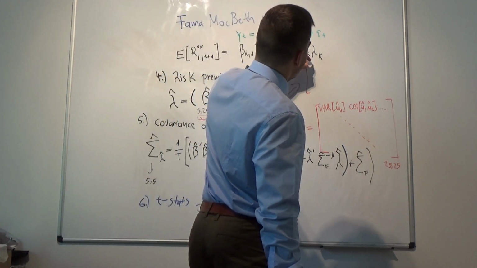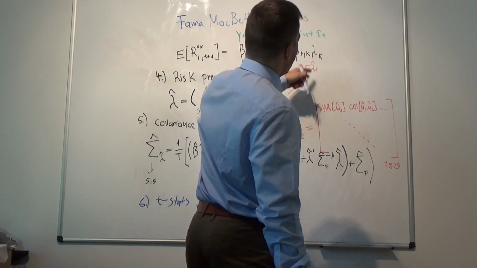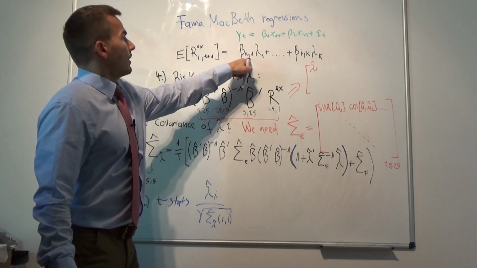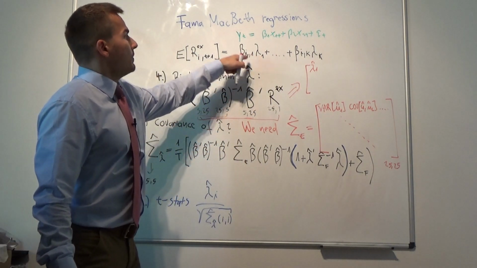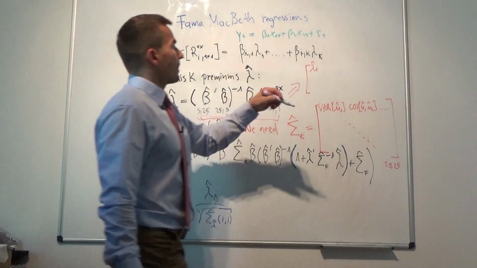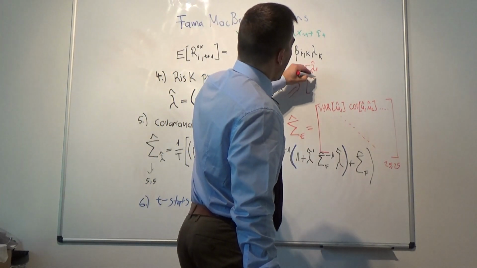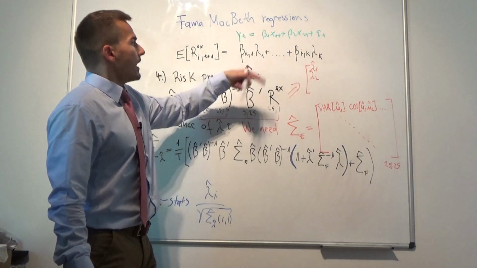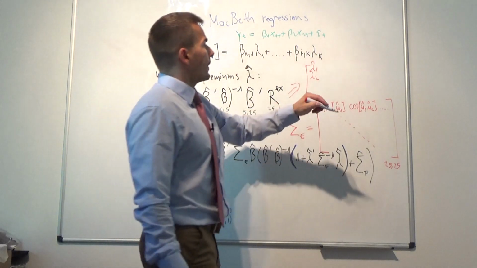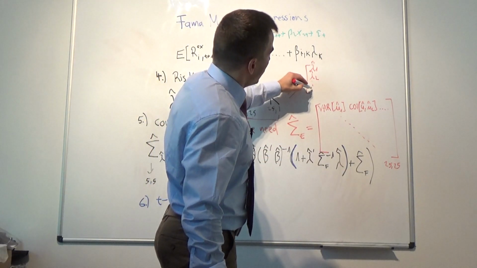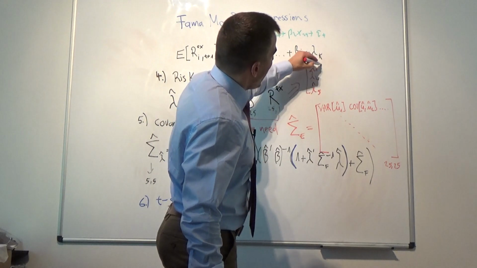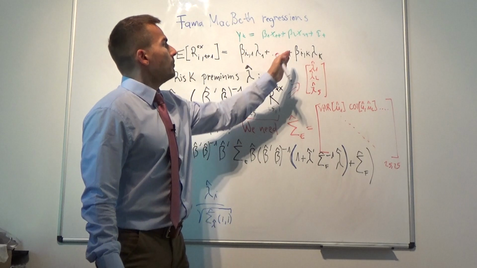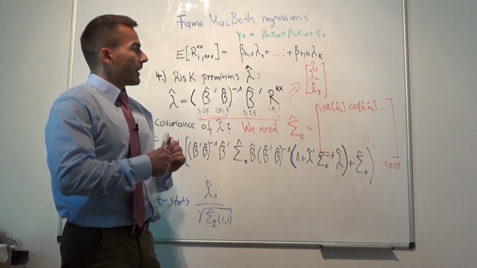So this is the vector of risk premiums lambda hat. We have lambda hat 1, which is the risk premium related to the variation of the betas against the market factor. Then we have lambda hat 2, the corresponding risk premium related to the variation in betas against the size factor. And so on, up to lambda hat 5, the corresponding risk premium related to the variation of the betas against the investment factor.